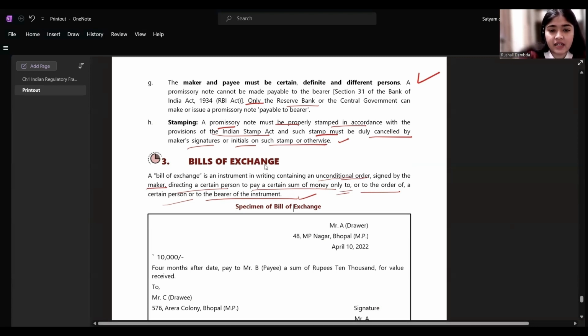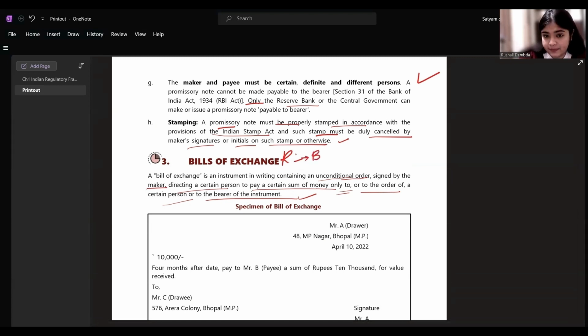Suppose R is the maker. Consider R as the maker. Now, this person is going to pay the sum to B. B gives the order to pay to C. C endorses the bill of exchange to a certain person, which is E. B has given the order to C, then C has endorsed it to E, a certain person, or to the bearer.